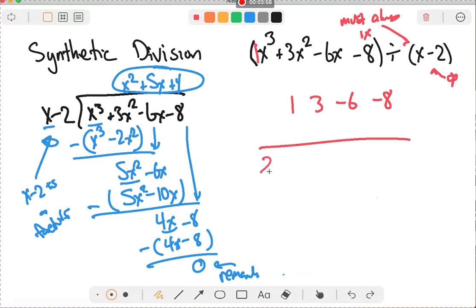I'm going to do plus 2. Now, your book and a lot of books I see put that plus 2 up here. I like it down here. It makes more sense to me when I'm doing this.